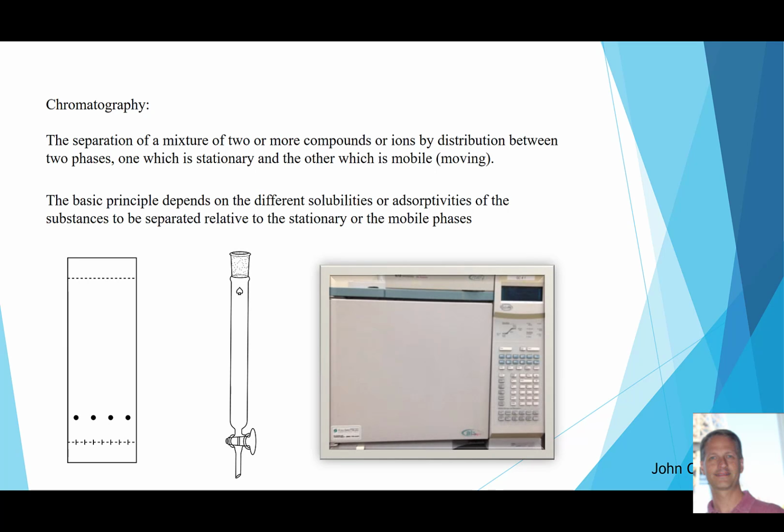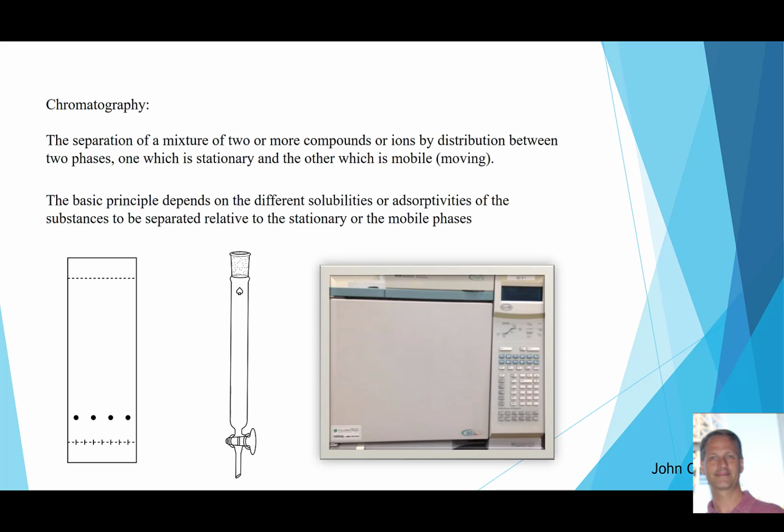Chromatography is the separation of a mixture of two or more compounds or ions by distribution between two different phases. One is called the stationary phase. It's stationary, doesn't move. And the other is called the mobile phase, and it does move. The basic principles depend on the different solubilities or adsorptivities of the substance to be separated relative to the stationary phase and the mobile phase.